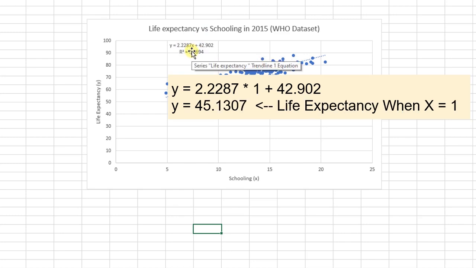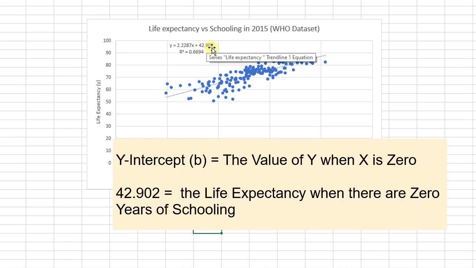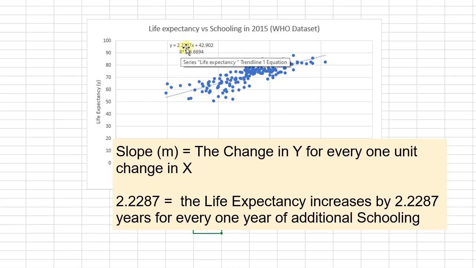And then if you had 1 year of schooling, it would increase by 2.2287. So basically, every additional year of schooling that you get, you get another 2.2287 additional years of life expectancy, your country does, okay? All right, so that's how you interpret this. 42.902 is called the intercept. And the intercept is basically the life expectancy when X, or schooling, is equal to 0. And then the slope is the improvement in life expectancy, because it's positive. So the improvement in life expectancy per additional year of schooling.